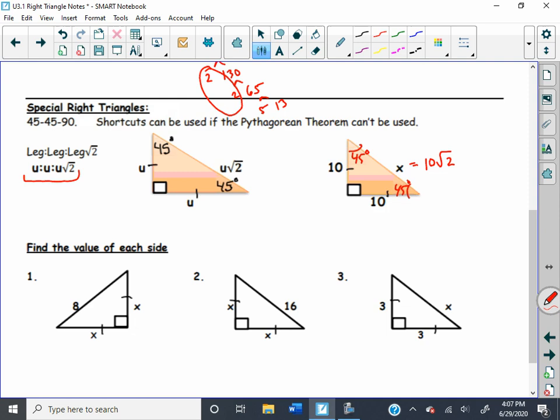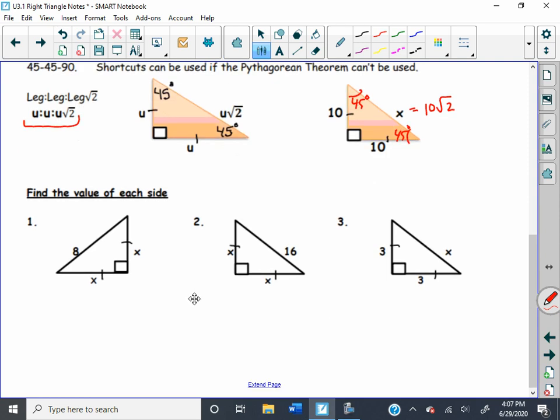All right, so let's find the value of each of these. Here we have two legs that we don't know, but we know they're the same. And then the hypotenuse is 8. So the hypotenuse is always whatever the leg is times radical 2. So we can use this formula that says the hypotenuse is equal to u times radical 2. And we're going to solve it for u. So I'll just come down here, and I'm going to divide by radical 2.